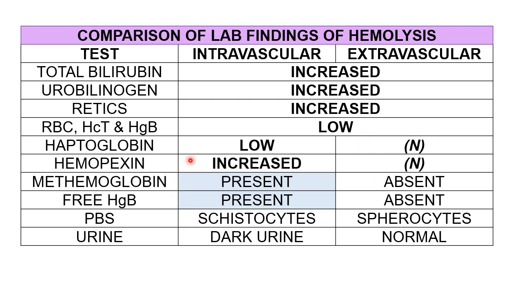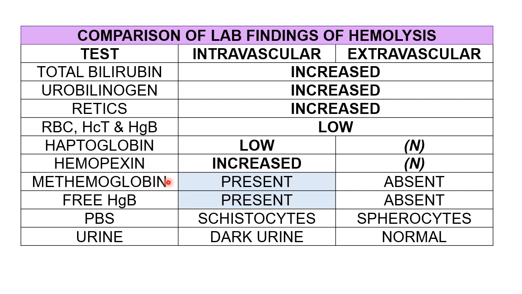Hemopexin levels naman is increased in intravascular pathway. Normal sa extravascular pathway. Bakit kaya? Naalala nyo yung hemopexin, haptoglobin, methemalbumin salvage system? Nangyayari lang yon in intravascular hemolysis. During that pathway, tumataas ang level ng hemopexin due to the conversion of your hemoglobin to hemopexin.